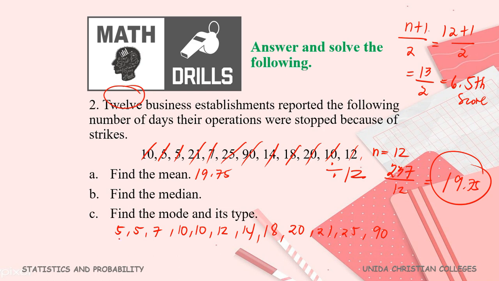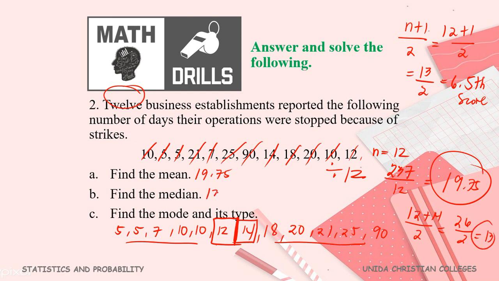Bilang tayo. 1, 2, 3, 4, 5, 6. Ito yung pang 6 at ito yung pang 7. So, nasa pagitan po ni 12 tsaka ni 14. As you can see, we have here 5 values and another 5 values po sa kanan. So, balance po. Ang median natin ay nasa pagitan ni 12 tsaka ni 14. So, para makuha ang median, all you have to do is to add the 2 and then divide it by 2. So, 12 plus 14 divided by 2. So, that is 26 divided by 2, which is equal to 13. So, 13 will be the median.